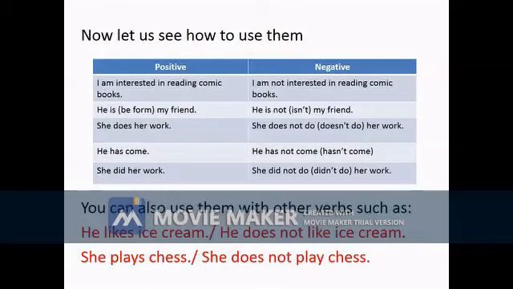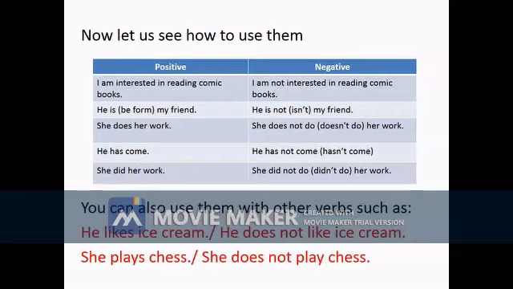We have 2 columns here, one the positive and the other the negative. So let us read the positive sentences and then the negative sentences. I am interested in reading comic books. Positive. He is my friend. She does her work. He has come. She did her work.